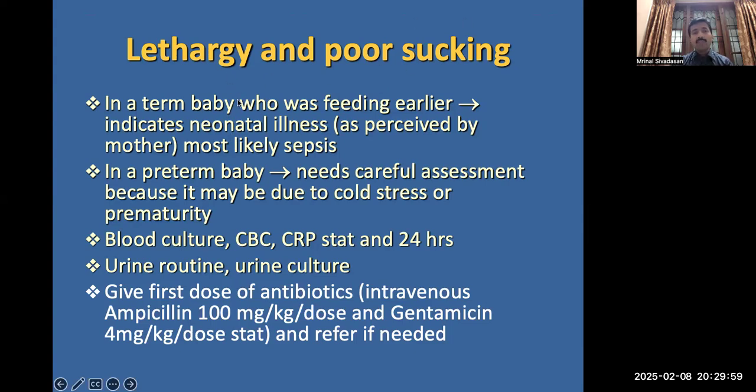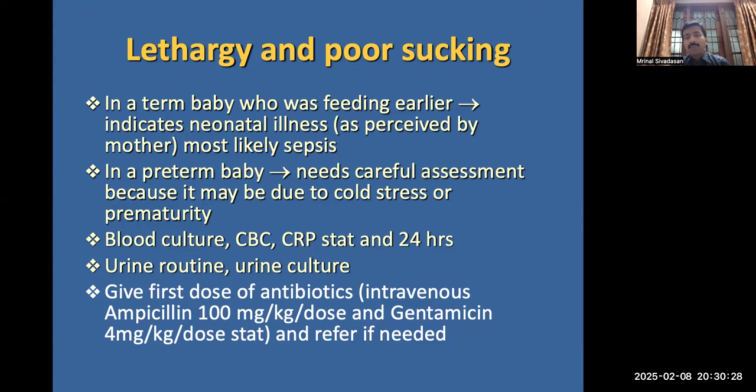Now, lethargy and poor sucking. In a term baby who was feeding earlier, lethargy and poor sucking indicate sepsis, neonatal illness or encephalopathy. A preterm baby needs careful assessment because it may be due to cold stress or just prematurity. Preterm babies may behave as if they have lethargy and poor sucking. So in that case also, you may have to evaluate and do blood investigations so that you don't miss sepsis.